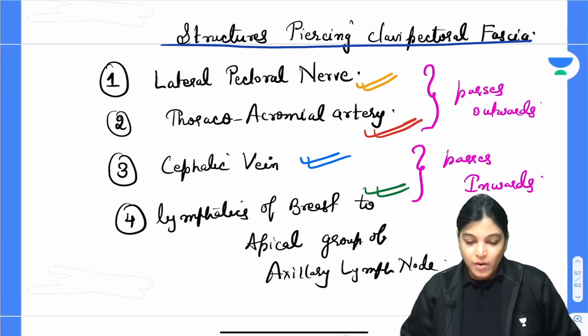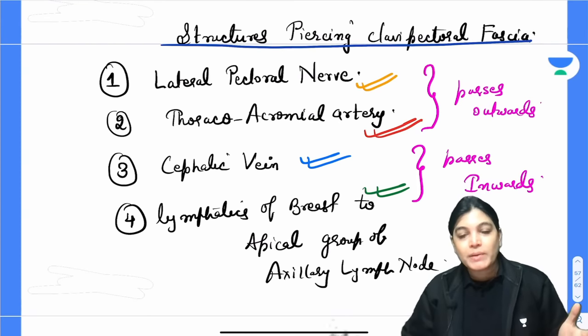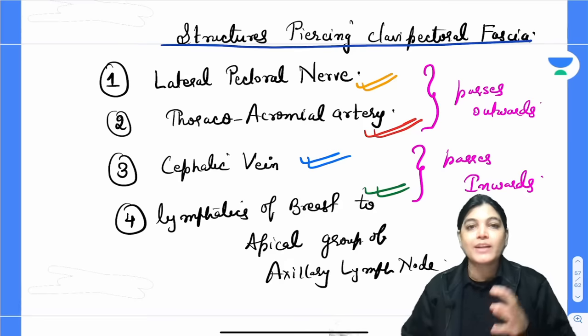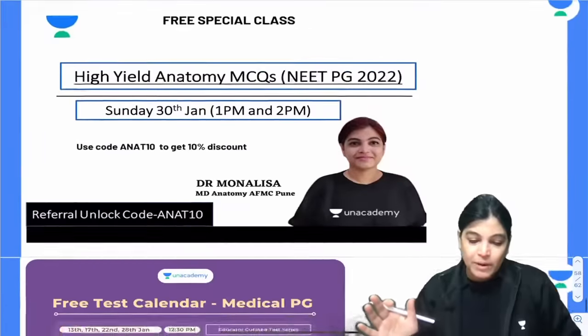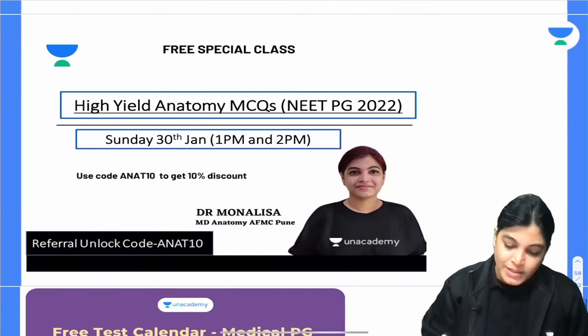Okay. So, the thoracoacromial artery is a branch of the axillary artery, and the lateral pectoral nerve is a branch of the lateral cord of the brachial plexus. Let me not proceed in much detail because we will come to it in the upcoming session. But before ending the session, there are certain important points I want to tell.